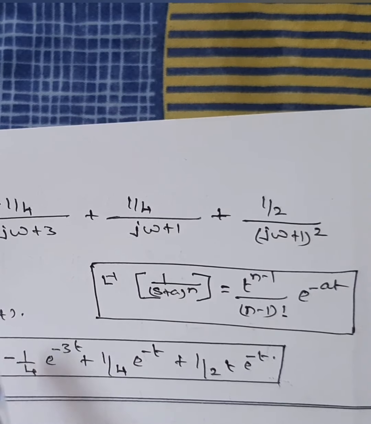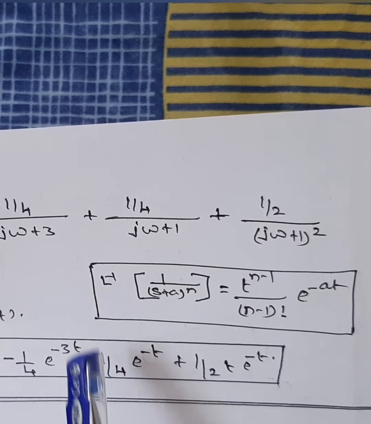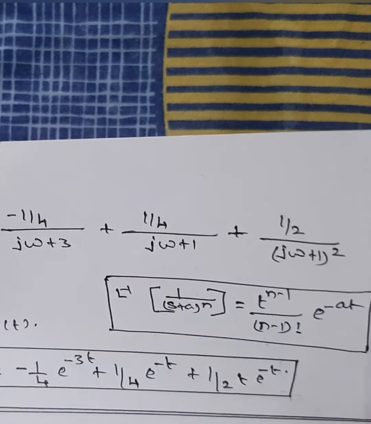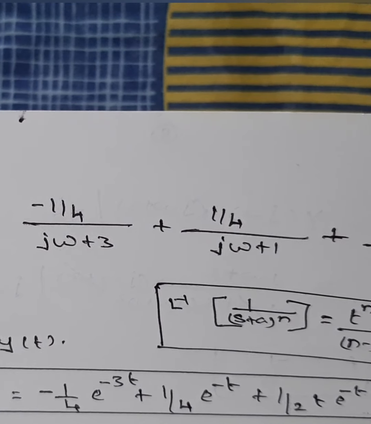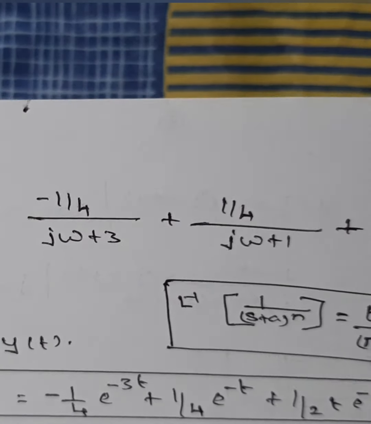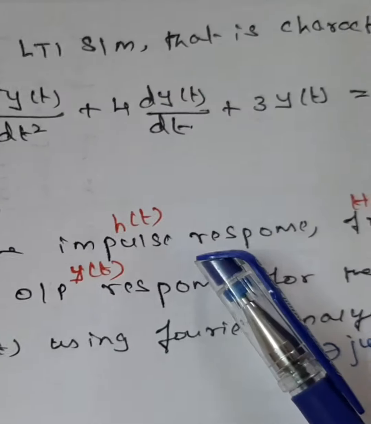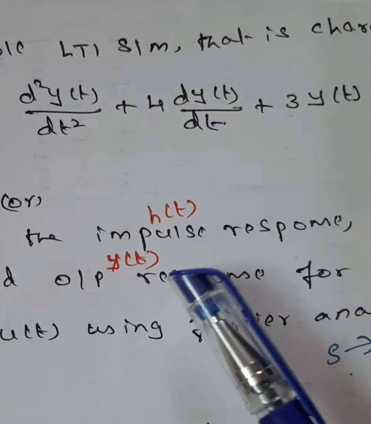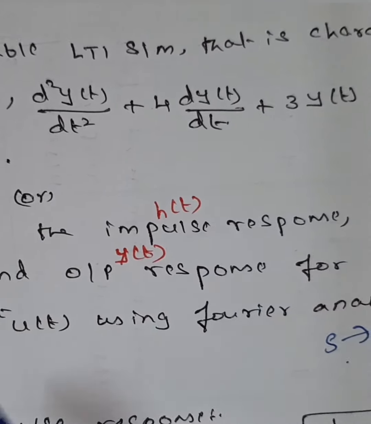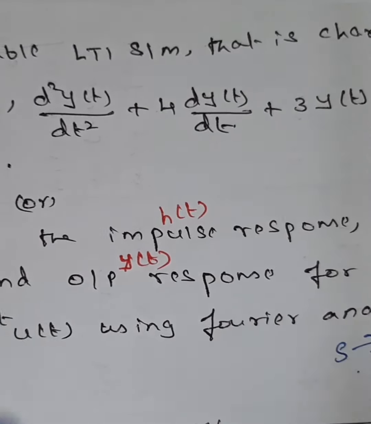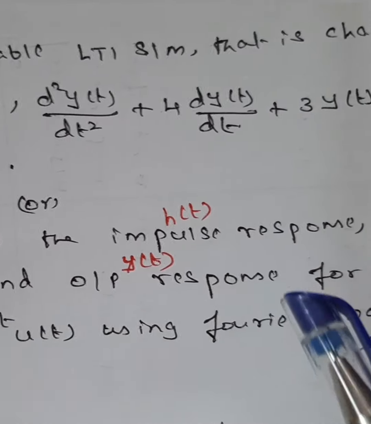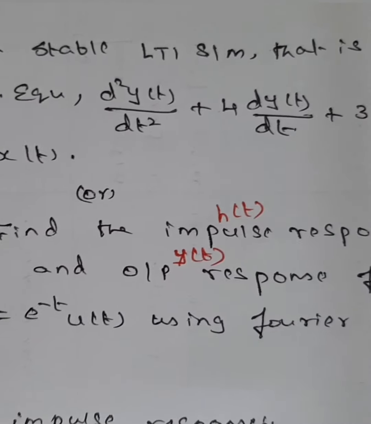So you got the answer: the output response y(t) is minus 1 by 4 e power minus 3t plus 1 by 4 e power minus t plus 1 by 2 t into e power minus t. In the question they have asked to find the impulse response, that is h(t), the frequency response, that is H(jω), and the output response, that is y(t). They have given the input x(t) equal to e power minus t u(t). Here they have asked to find it using Fourier, so we are only replacing all s values with jω. Can you understand?